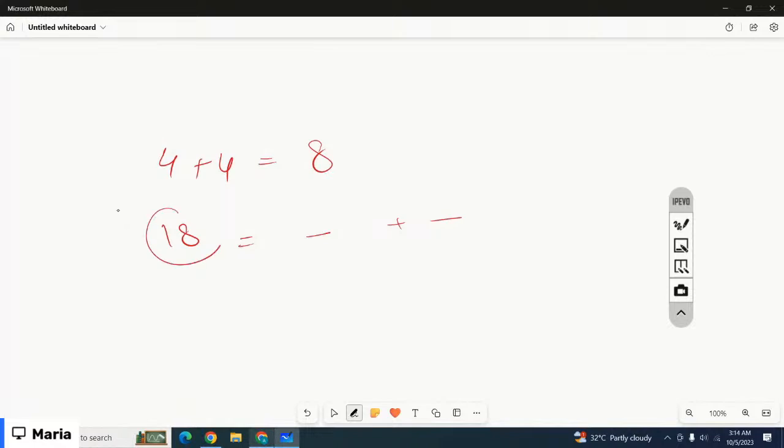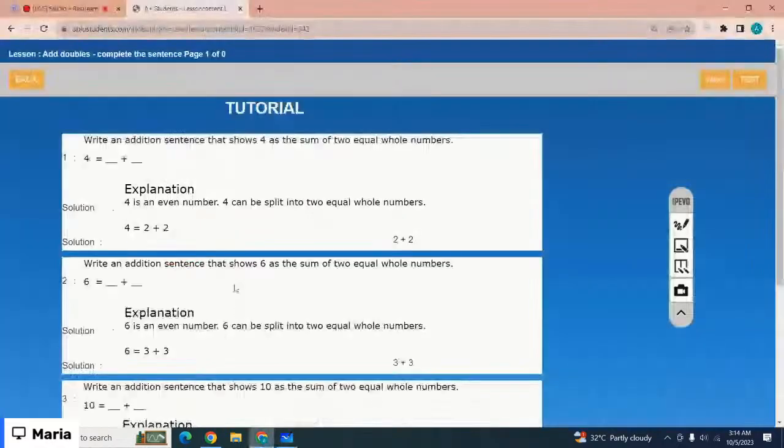So just look at the 18. 18 is an even number, right? That means it is easily divisible by 2. So when you divide 18 by 2, that would be 9. That means 9 plus 9 makes 18, right? You can see if the number is even, the numbers are doubles. You can add the same numbers, right? Let's just start with the practice questions.